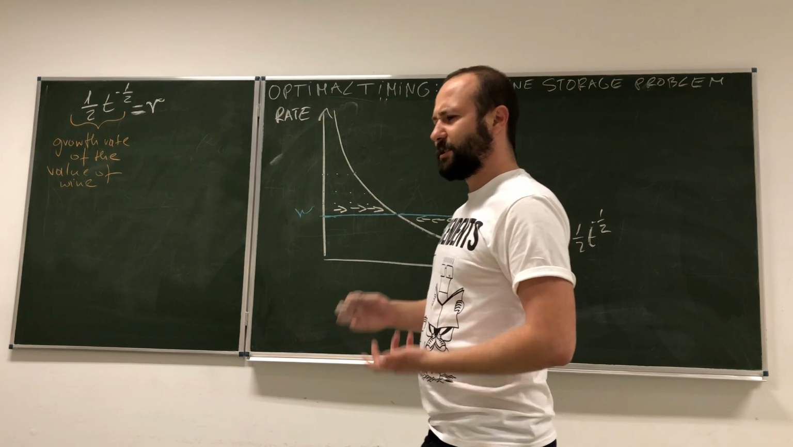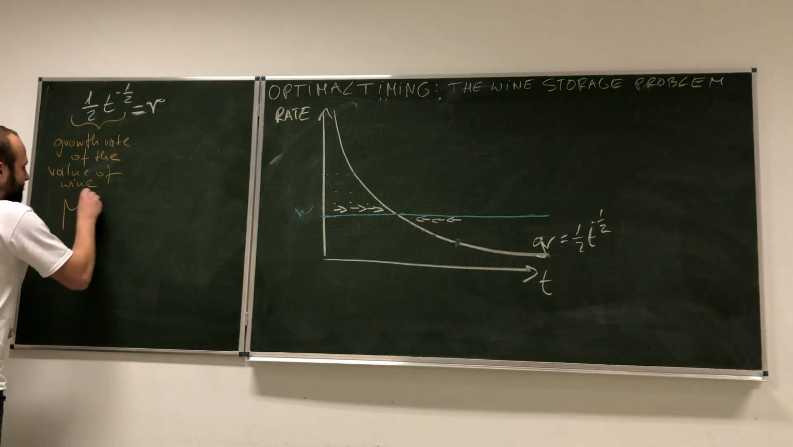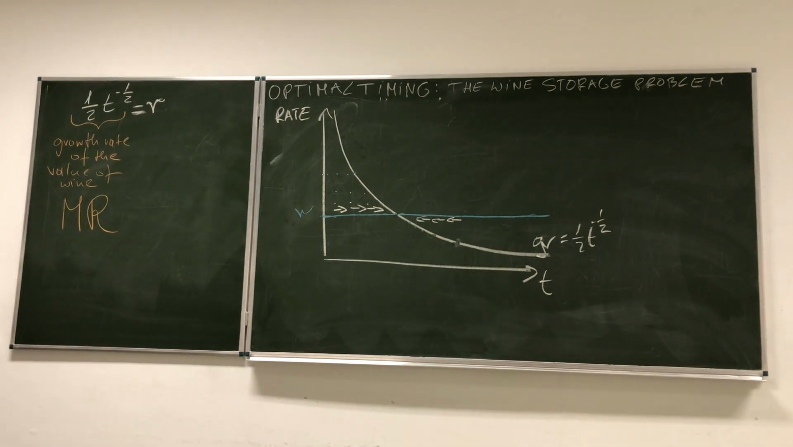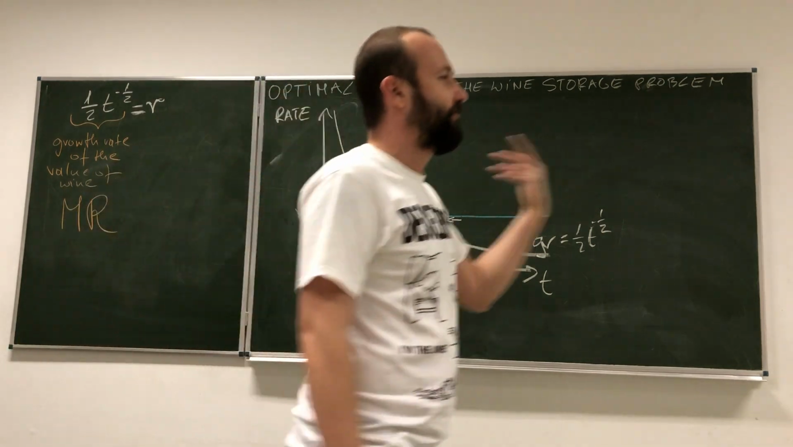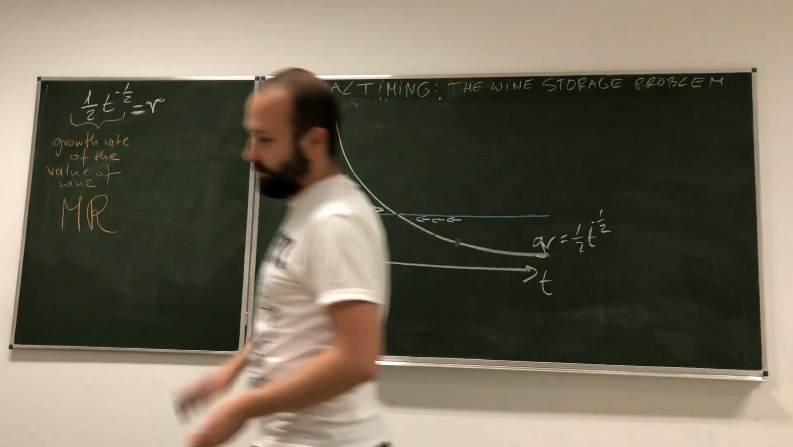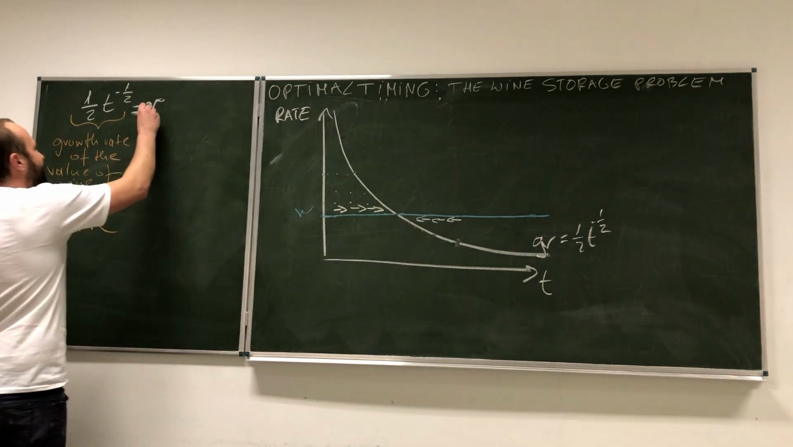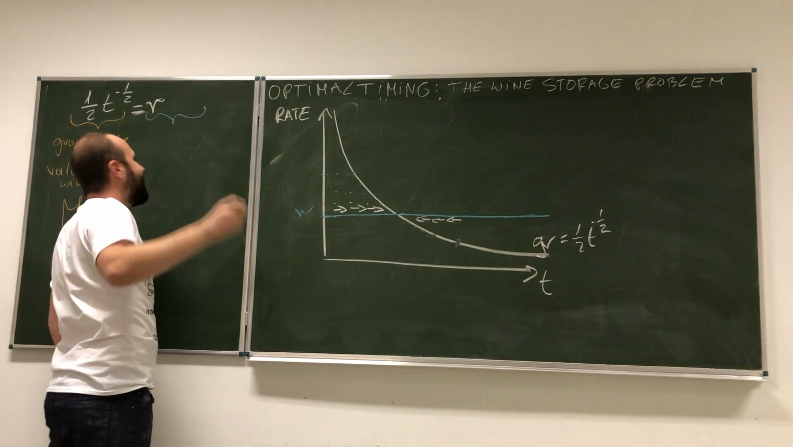Have we ever seen such a category in economics? Well, of course. This is marginal revenue. You can think about this as marginal revenue because it tells you how much more money you're going to get if you keep the money in the form of wine for one more day. Over here, on the other hand, we've got the interest rate in the bank or on some asset.